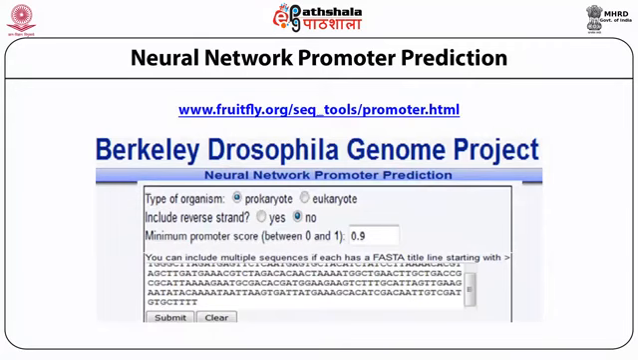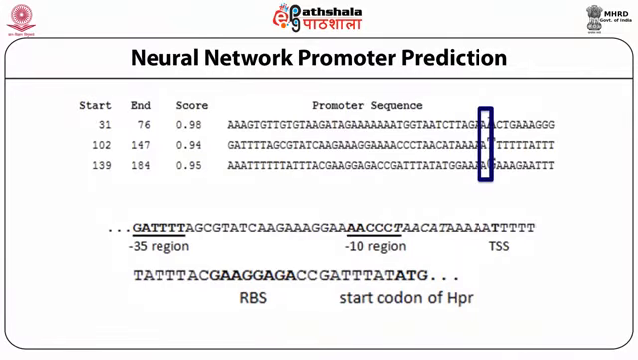Visit the neural network promoter prediction site to check if this DNA contains any promoter upstream of the predicted start site of the first coding sequence, that is upstream of the start codon ATG at position 171 on the DNA sequence. Check the radio button for prokaryote, with the radio button for include reverse strand set to no, set the minimum promoter score at 0.9, paste the FASTA sequence and click the submit button. The ensuing page shows a list of the predicted promoters.